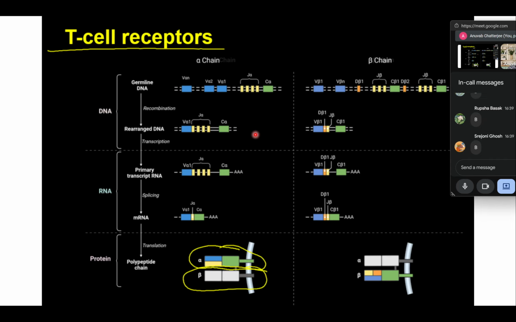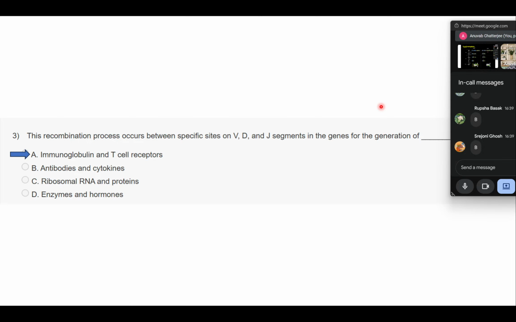Similarly, in the case of T cells, T cells are the cells that can recognize antigens directly. They have receptors that are present on the cell surfaces. They also have V, D, and J regions, which come together after rearrangement to form a specific combination. And after transcription, again, you have a huge variety of V, D, and J combinations that can take place, as the T cells can recognize a wide variety of antigens. So the recombination process occurs between V, D, and J segments in the gene for the generation of immunoglobulins and T cell receptors.